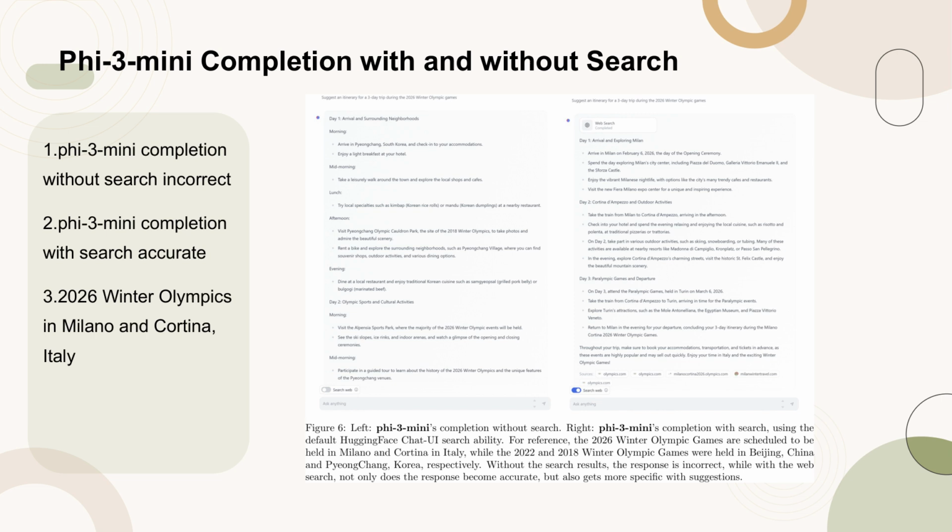Figure 6 illustrates the performance of Phi-3 Mini in generating responses with and without web search capabilities. On the left, the model's completion without search results in an incorrect response. On the right, the model's completion with search not only corrects the inaccuracy but also provides more specific details. This example highlights the importance of search integration for enhancing the accuracy and specificity of model outputs, particularly in contexts like predicting the location of future Olympic Games.